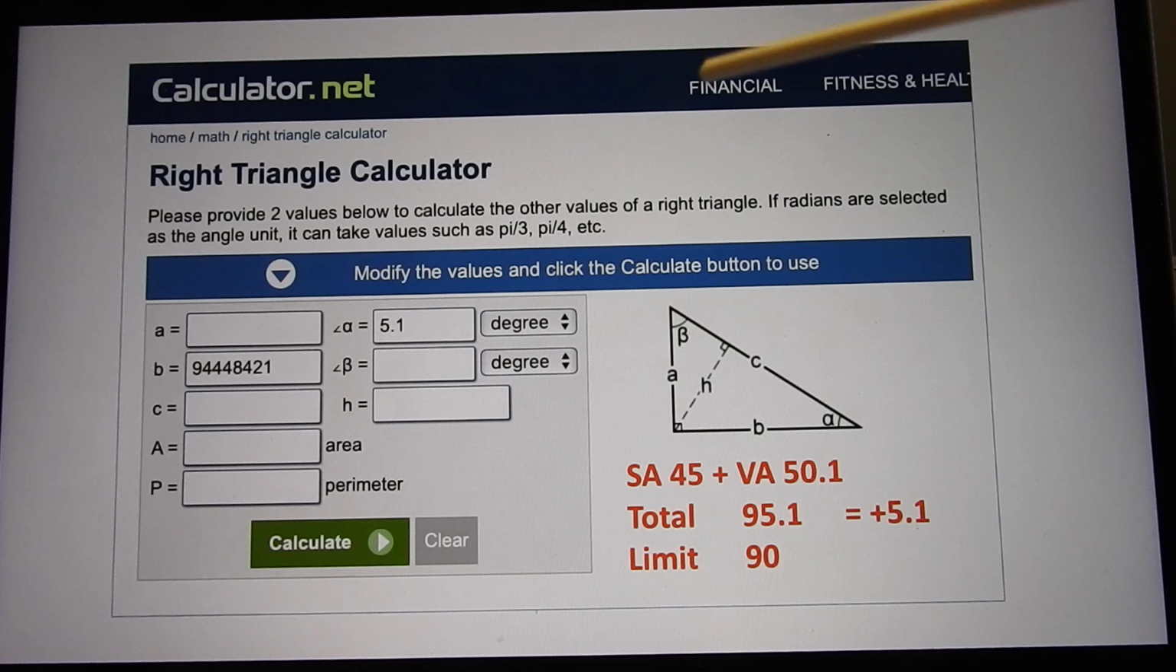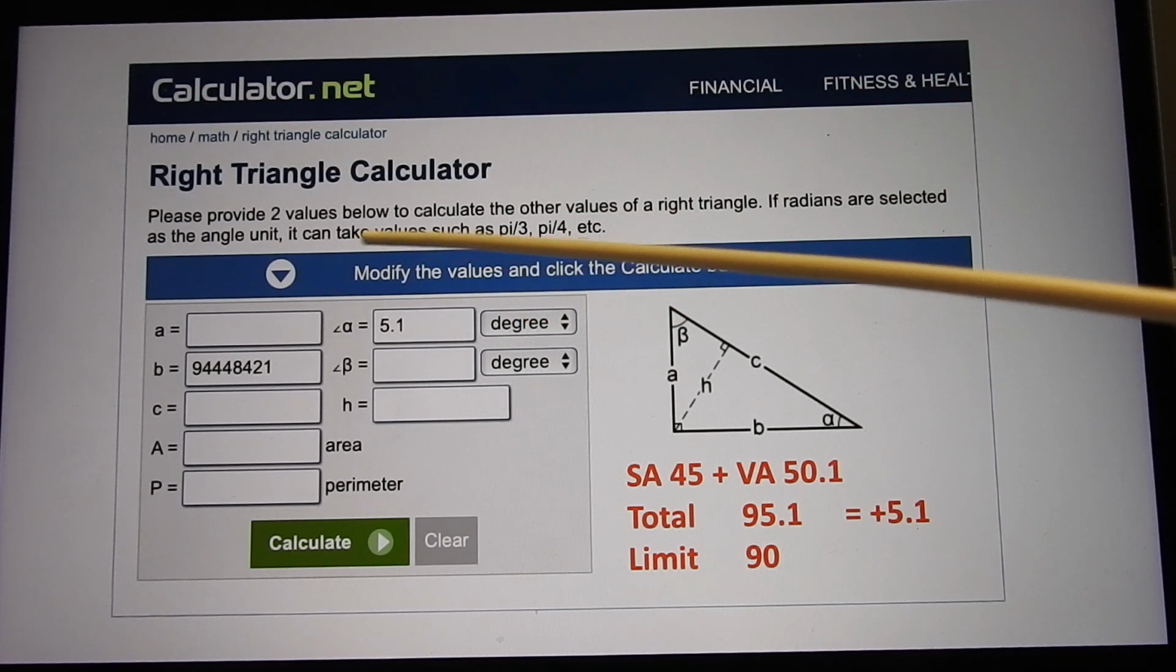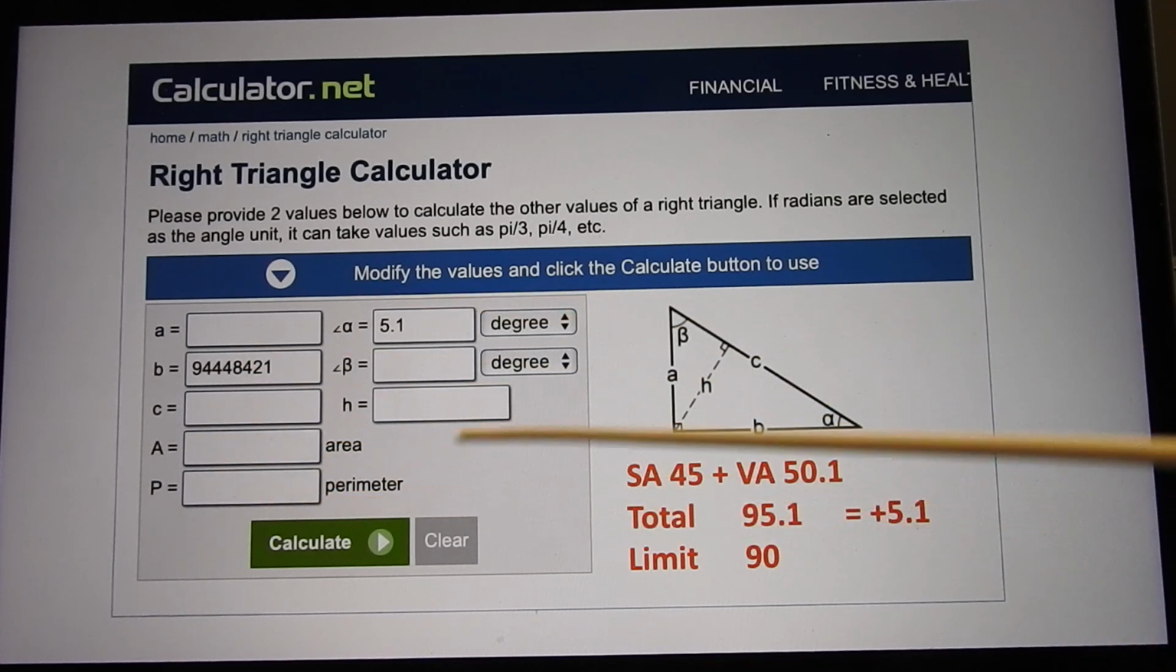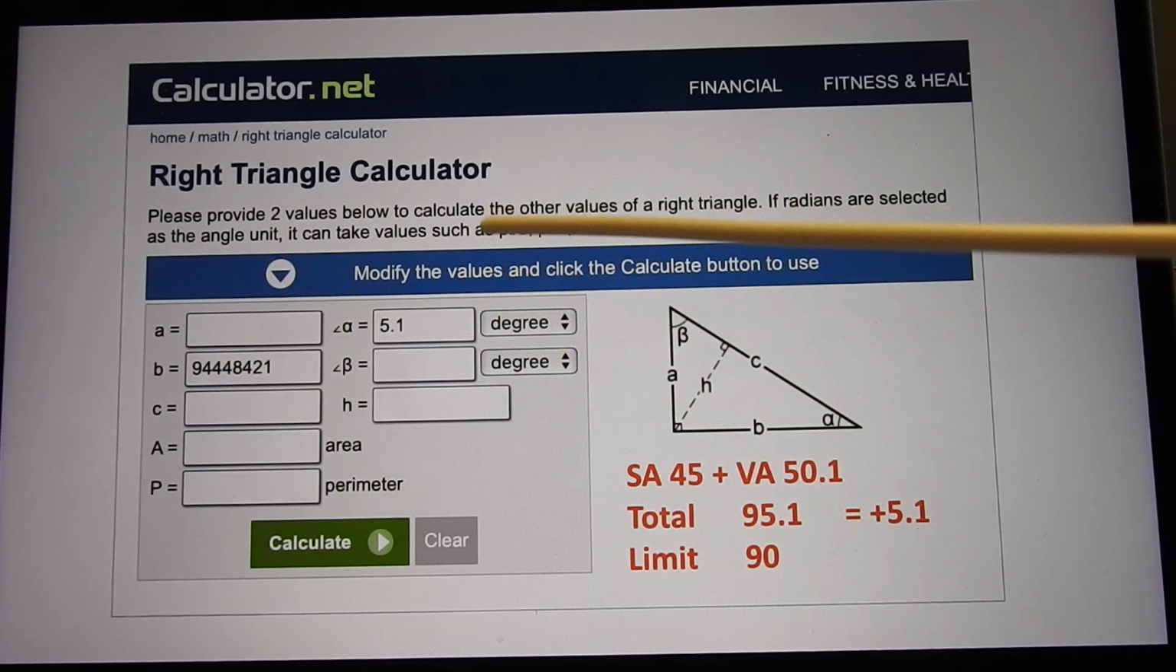So then what we do is we go to calculator.net, go into the right triangle calculator. And before we do any calculation, we want to make sure all these fields are empty, they're blank. We're going to put in 2 pieces of information that we've obtained.